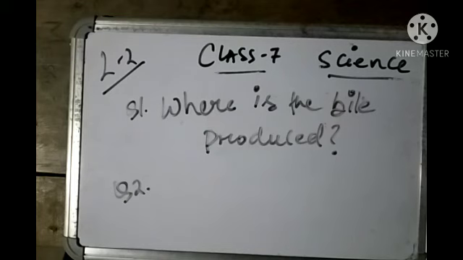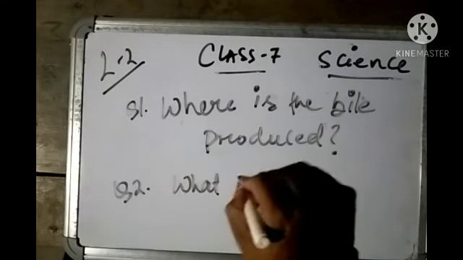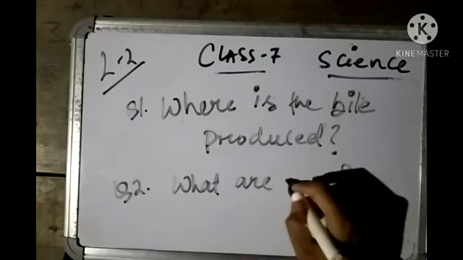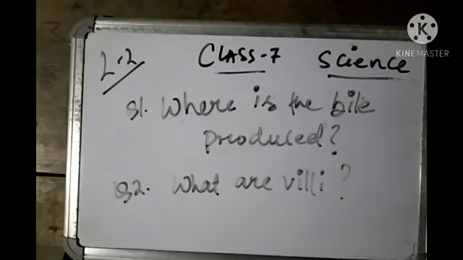Question number 2. What are villi? You are not supposed to write the answers in your classroom notebook. These questions are only for evaluation. That means it will help you to check whether you understand the topic or not. You can listen to the lecture again and again, or you can take the reference of the textbook also. Question number 1 is where is the bile produced? And question number 2 is what are villi?